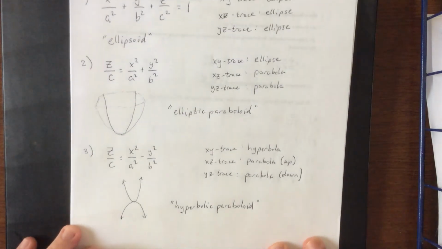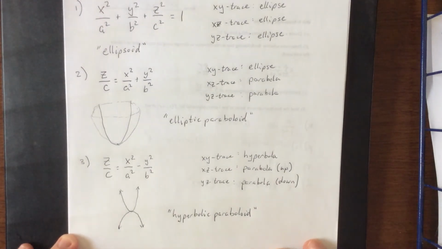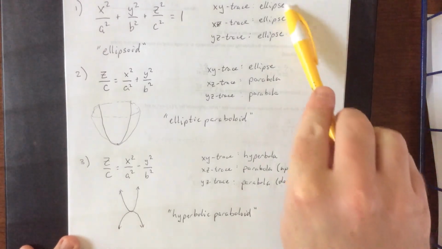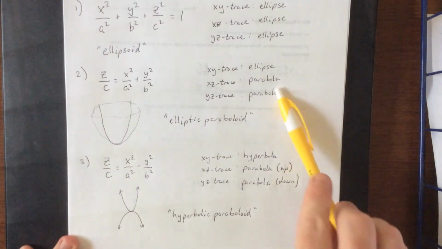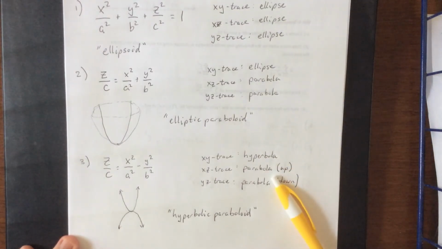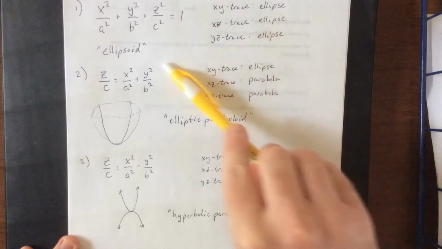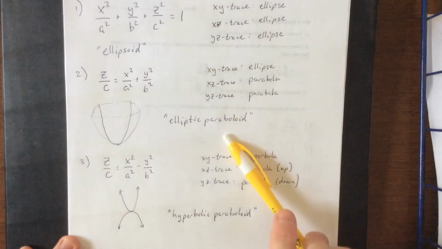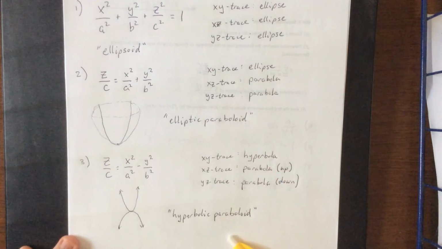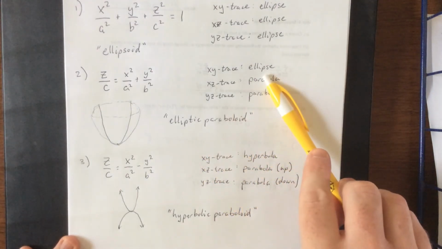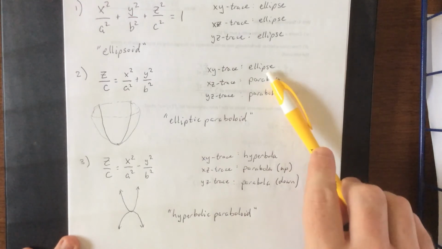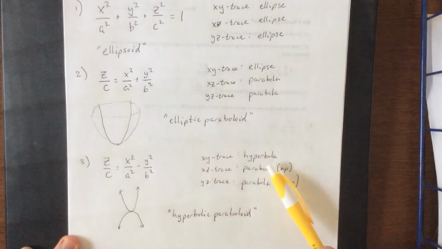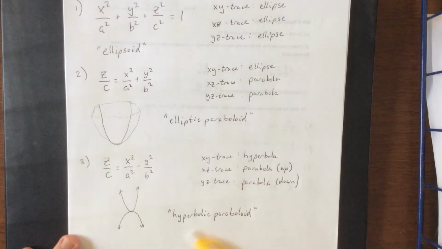Now, quick naming mechanism that gets used throughout this. If you have at least two traces that are the same kind of thing, that becomes your noun in 3 dimensions. Ellipse becomes ellipsoid, parabola becomes paraboloid. To distinguish between the two different types of paraboloids, take whatever the other trace is and turn that into an adjective. Ellipse becomes elliptic, and a hyperbola becomes hyperbolic.